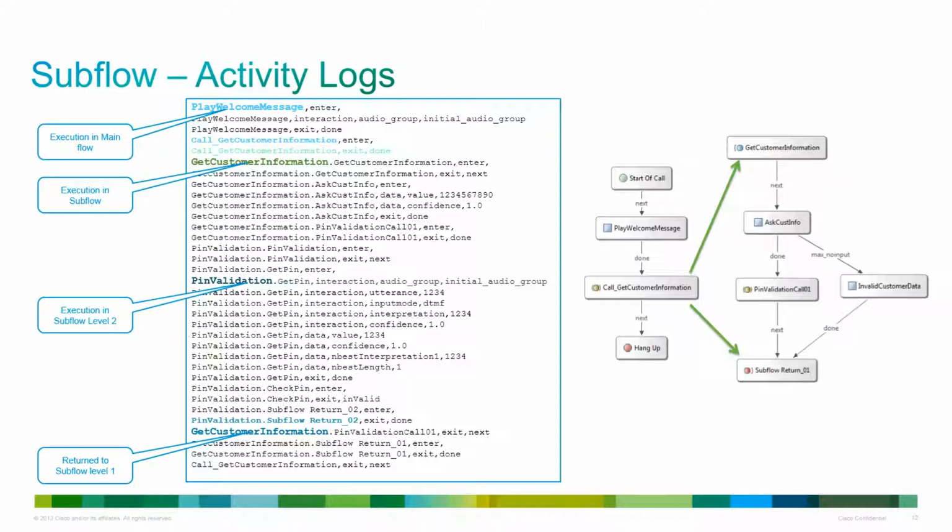If you see the sample activity logs and the corresponding call flow shown here, the main flow elements do not have the flow name, but each of the elements executed in the subflow is prefixed with the subflow name. The subflow call element get customer information does not have any subflow name as it is in the main flow, but the subflow start element get customer information has a subflow name, and the same is done for the rest of the elements within that subflow.